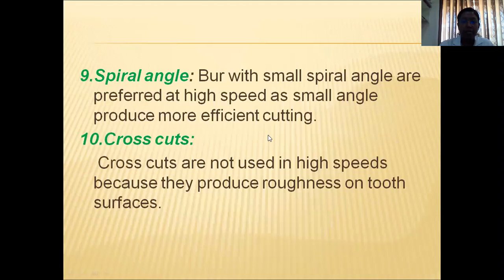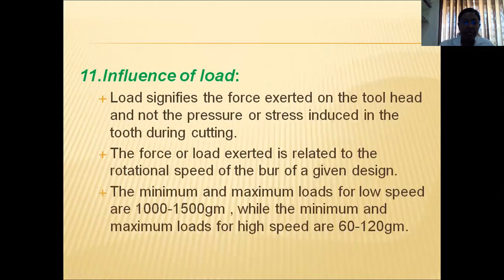Spiral angle. Burrs with a smaller spiral angle are preferred at high speeds, as small angles produce more efficient cutting. Cross cuts produce roughness on the tooth surfaces. However, they increase the cutting efficiency of burrs.